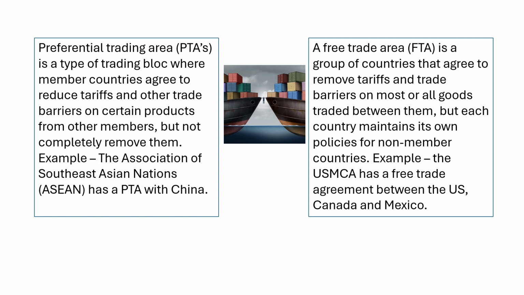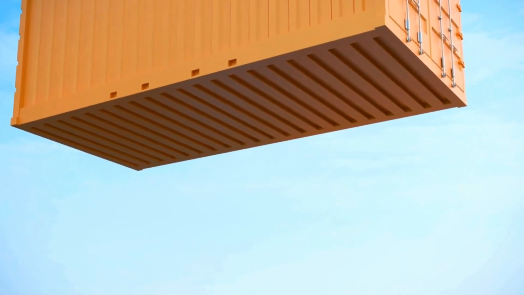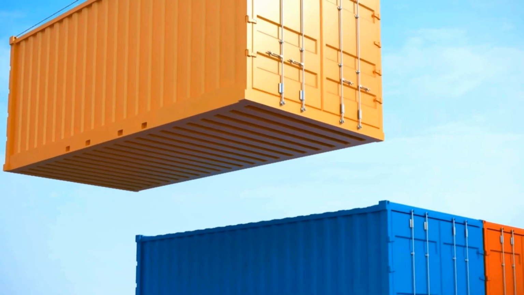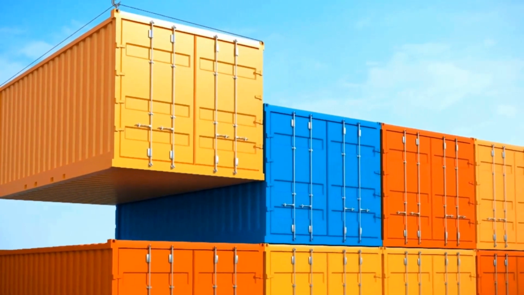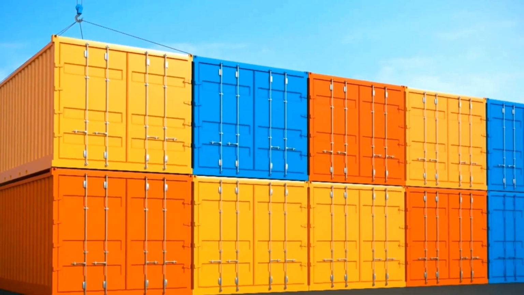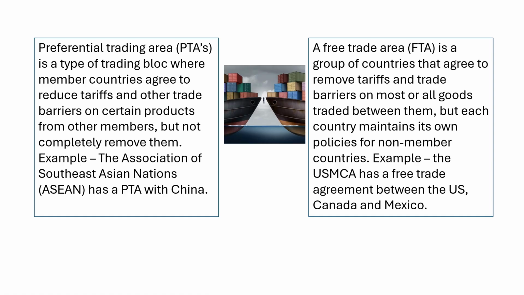A free trade area, FTA, is a group of countries that agree to remove tariffs and trade barriers on most or all goods traded between them, but each country maintains its own policies for non-member countries. In an FTA, members trade freely with each other, but each country can still set its own trade rules for countries outside of the group. For example, the USMCA, formerly known as NAFTA, has a free trade agreement between the US, Canada, and Mexico.